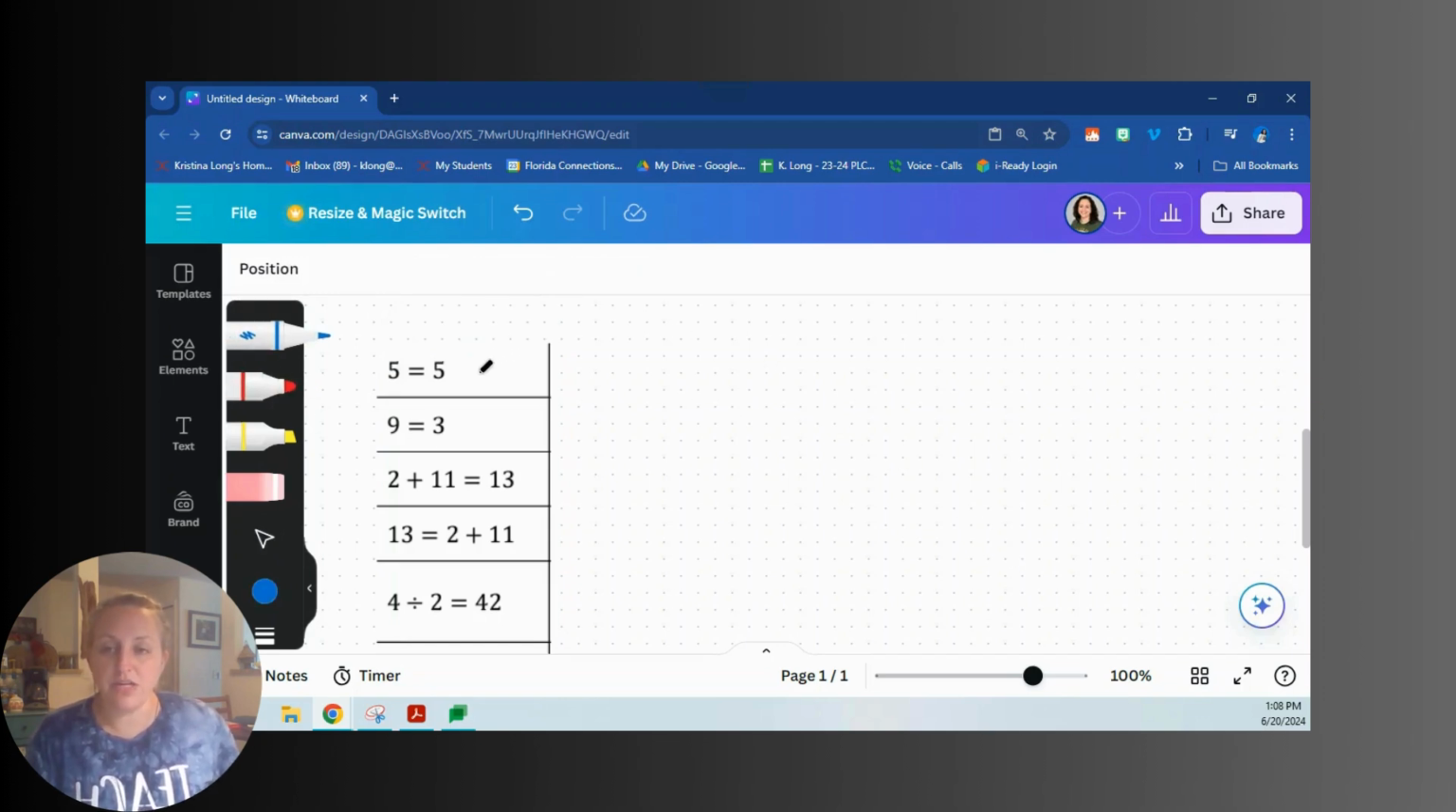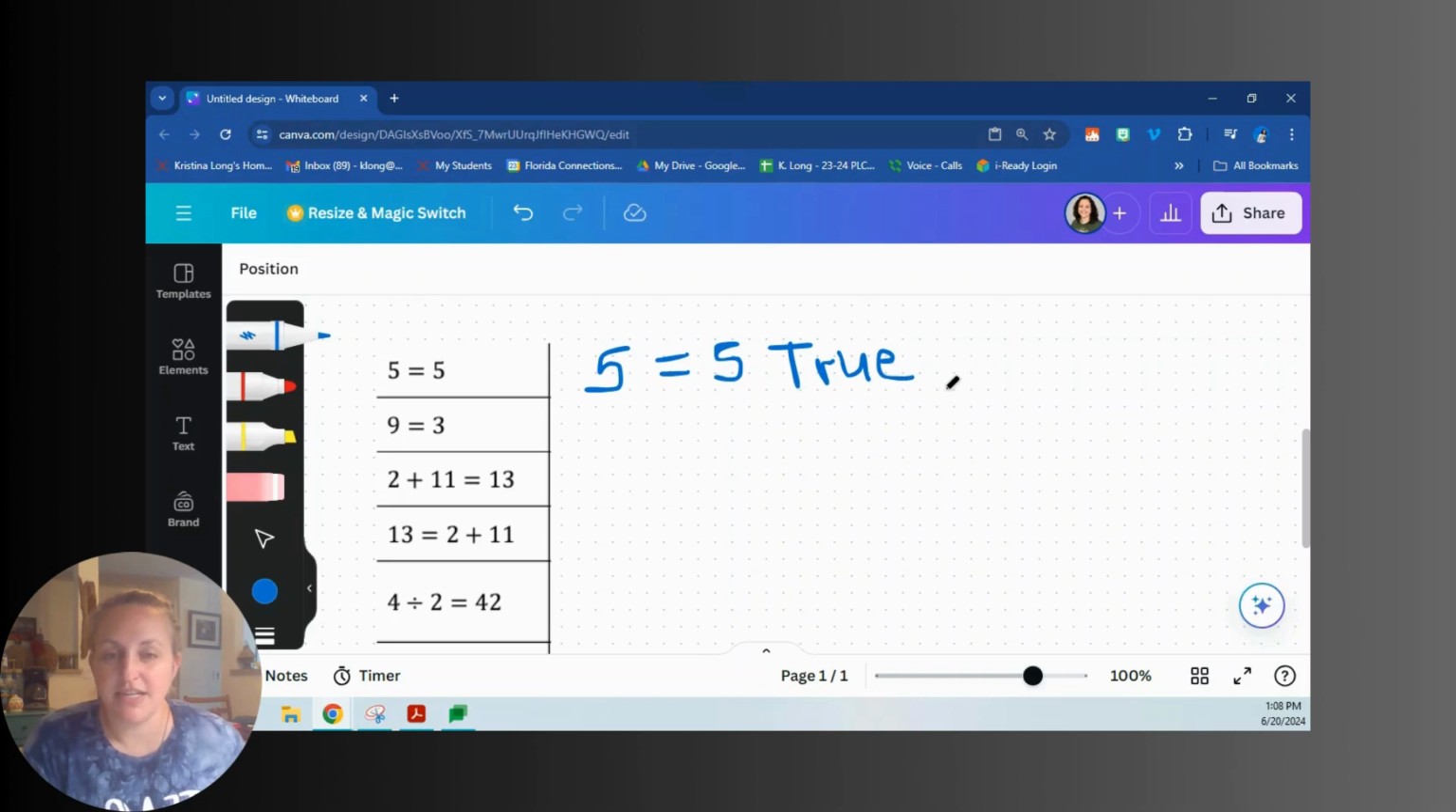So their very first equation, notice all of them have an equal sign. That's really important. Is 5 equal to 5? If I have 5 on one side and 5 on the other side, are they the same? Yeah, they are. It's the exact same number. So yes, this one is true. Those two expressions are equal. And just for the sake of my writing with my mouse, I'm just going to write a T or an F from here on out.